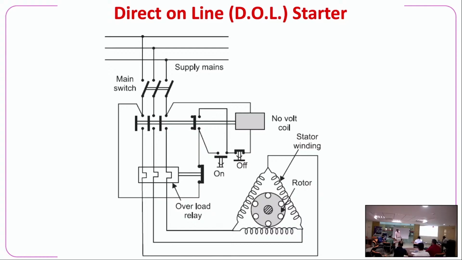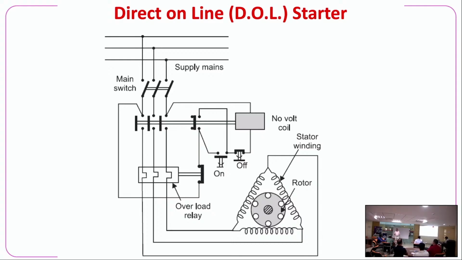Next we will discuss starting arrangements, starters for the induction motor. The first one is the direct on line starter, DOL starter. Direct on line starter means you are directly switching the motor to the line, without taking any effort to reduce the starting current. We directly switch on the motor to the line. So there is only a switch on and off mechanism.